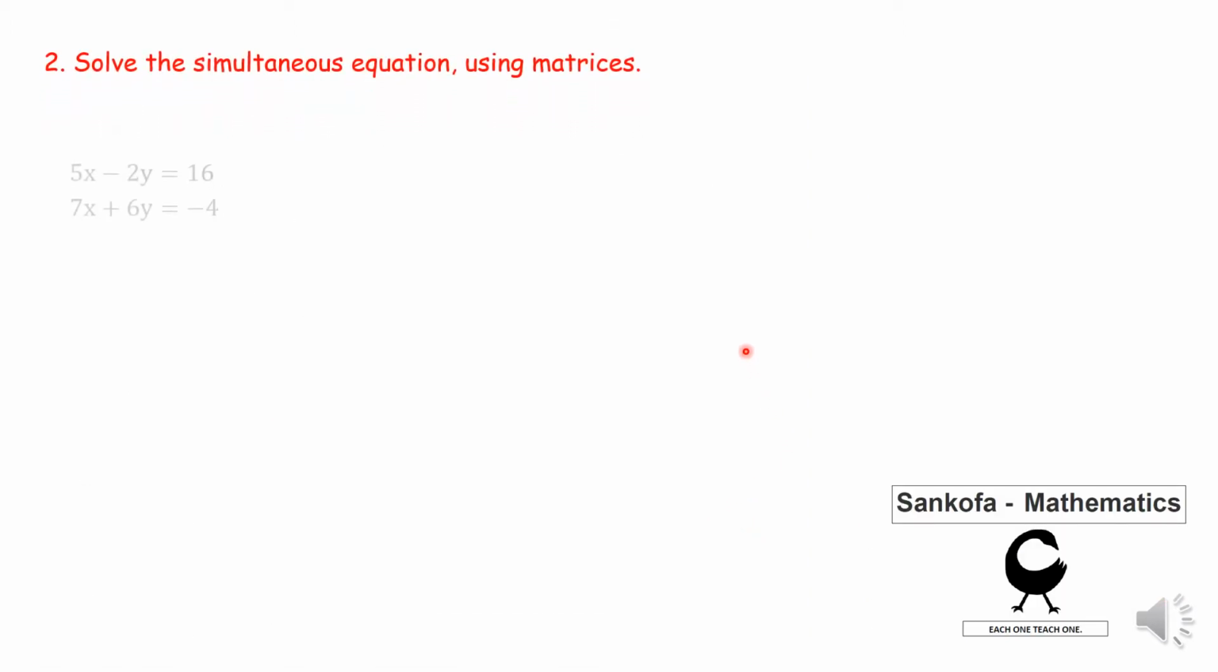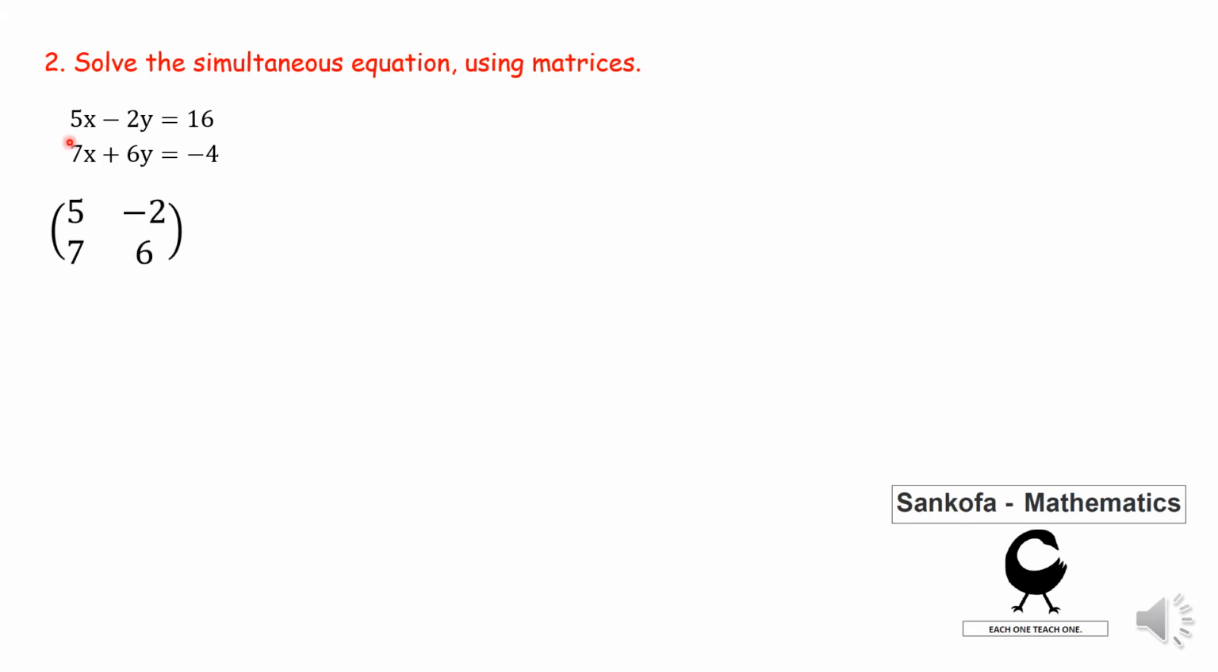So I have here these equations: 5x minus 2y equals 16, 7x plus 6y equals negative 4. If you have understood the previous example, maybe you can pause the video here and try to do this on your own.